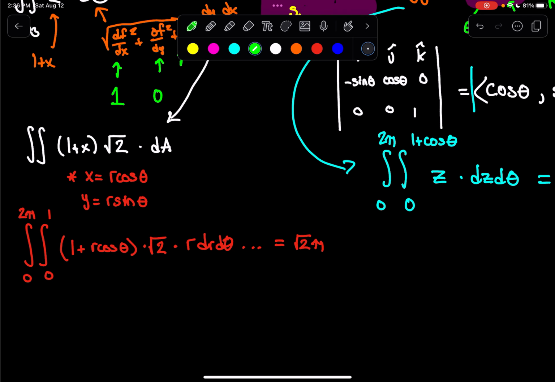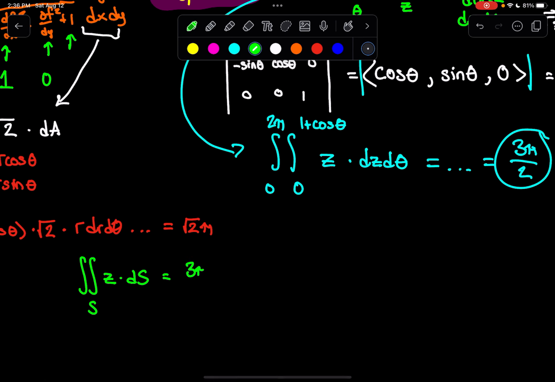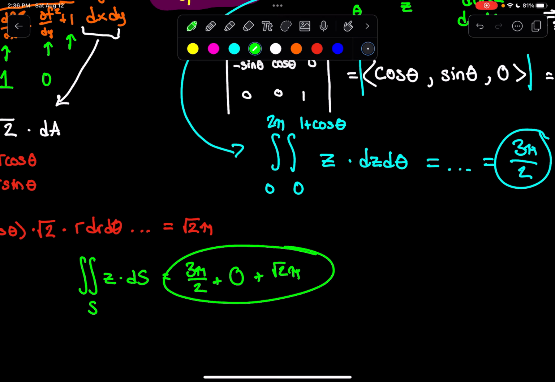So what this means is that in totality, the surface integral of the function z over this entire shape's surface is just going to be all of our results added together. It's going to be the result from S1, which is 3 pi over 2, the result from S2, which is 0, and then the result from S3, which is square root of 2 times pi. And so that is going to end up being our very fun answer.